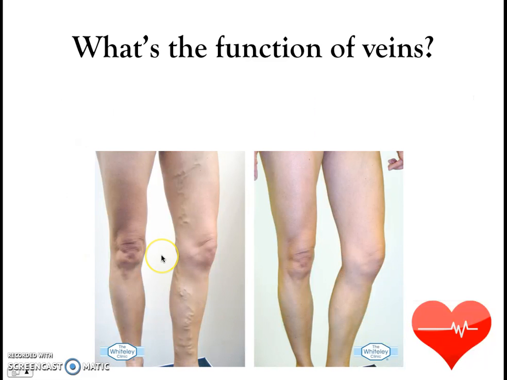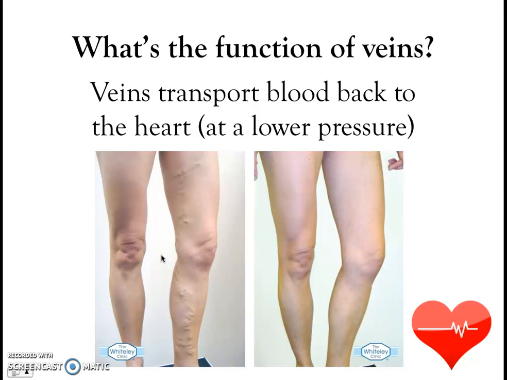Okay? So what's the function of veins? Well, if we recall from earlier, veins transport blood back to the heart. And usually this is at a much lower blood pressure. So compare this to the arteries. Arteries transport blood away from the heart, usually at a very high pressure. So here's my heart, and here's my artery. It transports blood away from the heart at a very high pressure, because it's very near to the heart.